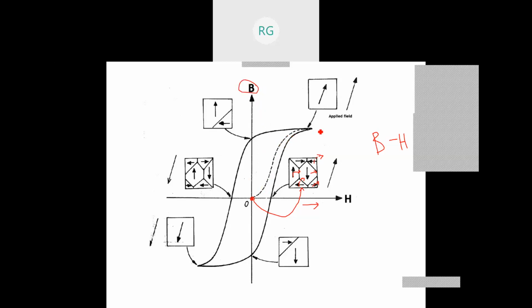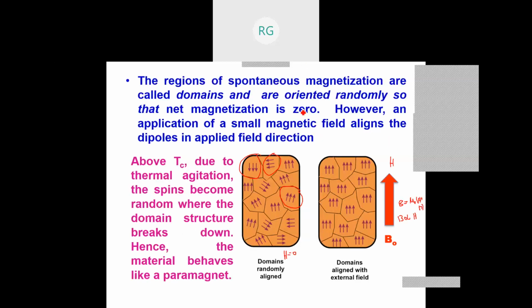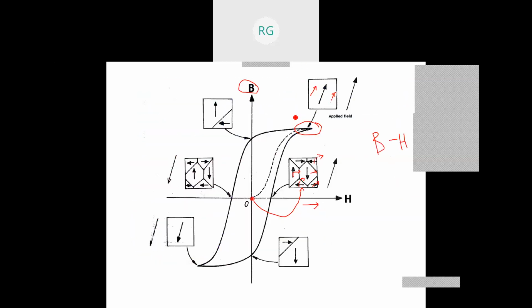Once saturation is reached, all those domains which were randomly distributed are now in the same direction as the applied field. This is the applied field direction. All of them are in the same direction. Therefore, the magnetic material is completely magnetized, and all the domains are rotated and aligned in the direction of the applied field. Hence, we say that the material gets magnetized.